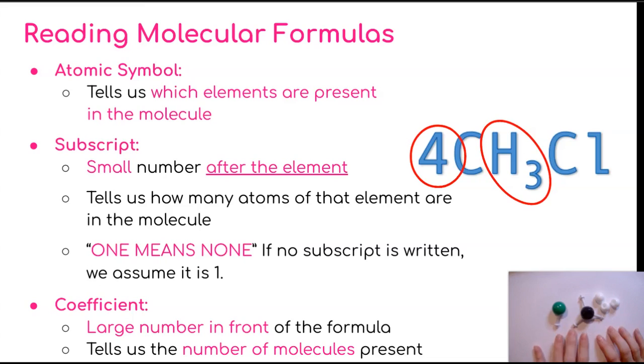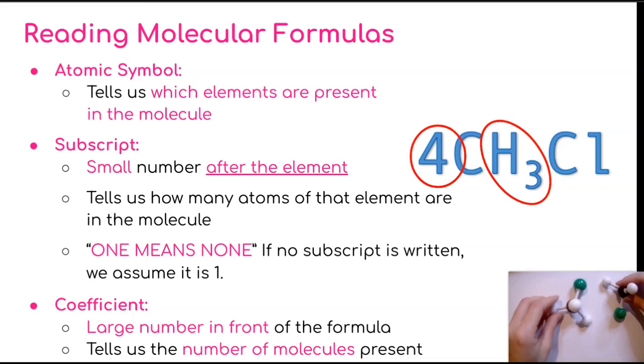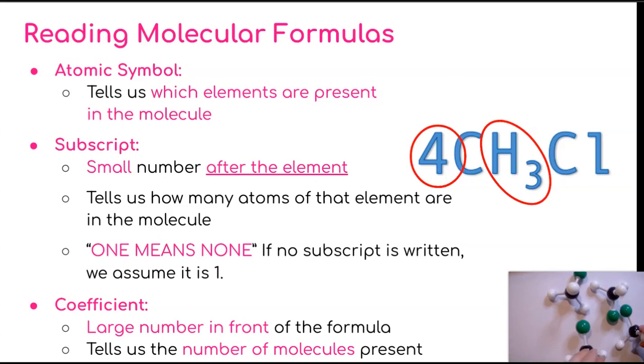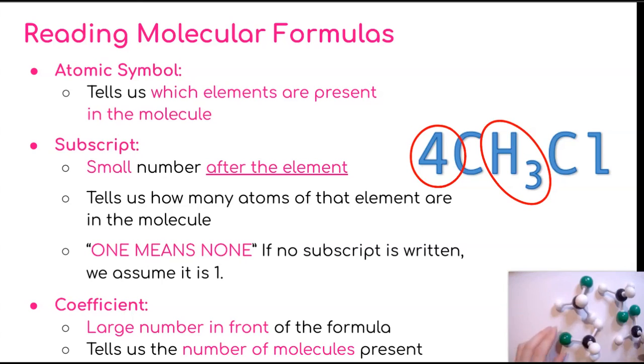So let's take a look at what this chemical formula is telling us. We know that we have 1 carbon, 1 chlorine, and 3 hydrogens based on our analysis of this formula. So let's go ahead and put our molecule together. We have 1 carbon attached to 3 hydrogens, and finally 1 chlorine. Now we take into consideration our coefficient, telling us that there are 4 molecules present. So what we actually have here is 4 of this molecule, CH3Cl.